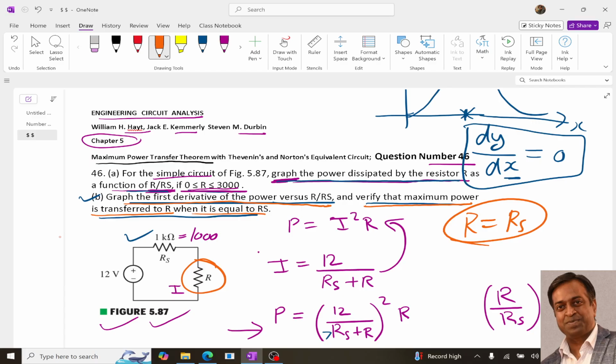And this is the statement of the maximum power transfer theorem, that to transfer the maximum power to the load, the load resistance should be equal to the internal resistance of the circuit. Internal resistance over here is Rs. So with this I complete this solution.